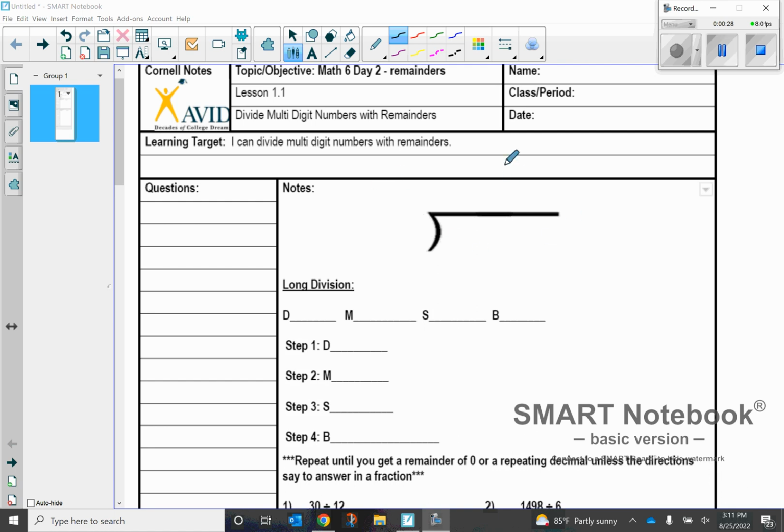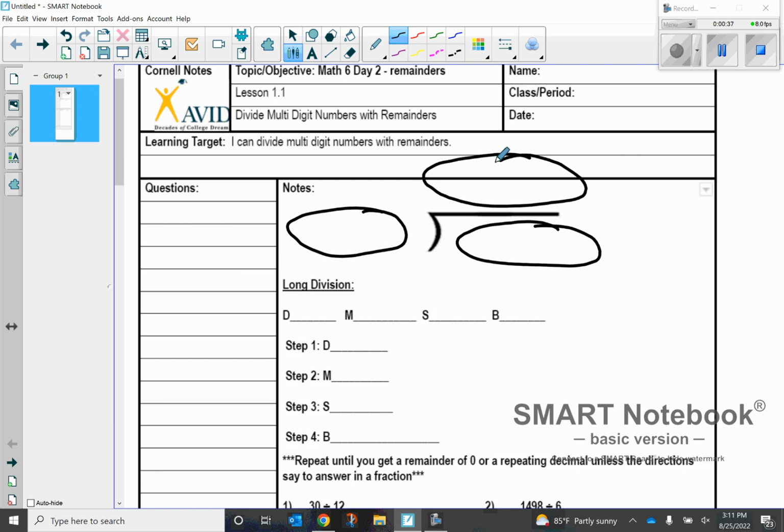Real quick, I want you to fill in our vocab words from yesterday that we have in our division problem. One should go here, one should go here, and one should go up here. So pause the video real quick, fill in those words, and then use the video to check to make sure you got those vocab words right. Or if you're not sure, just follow along.